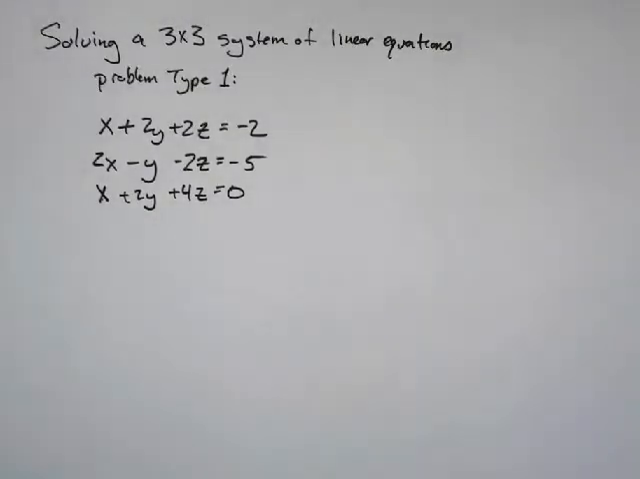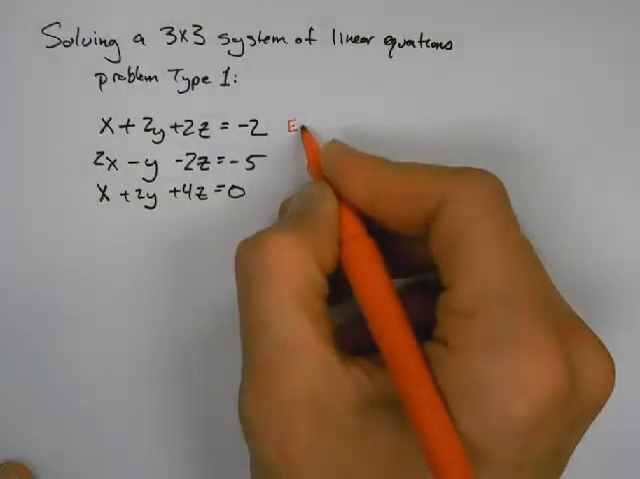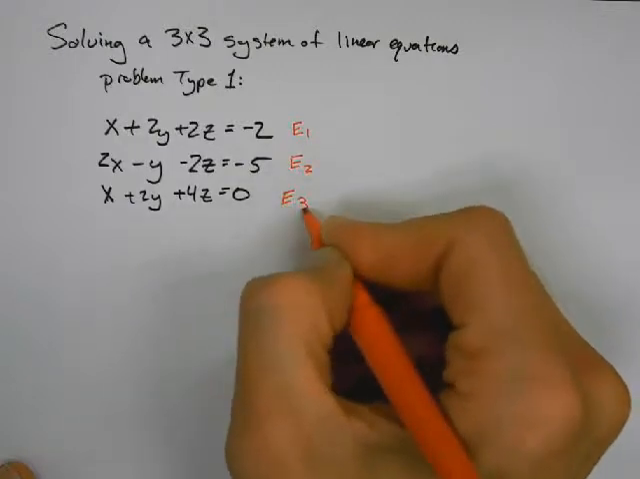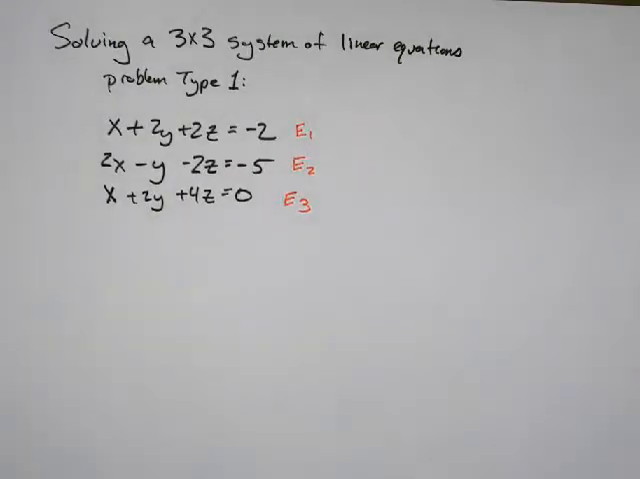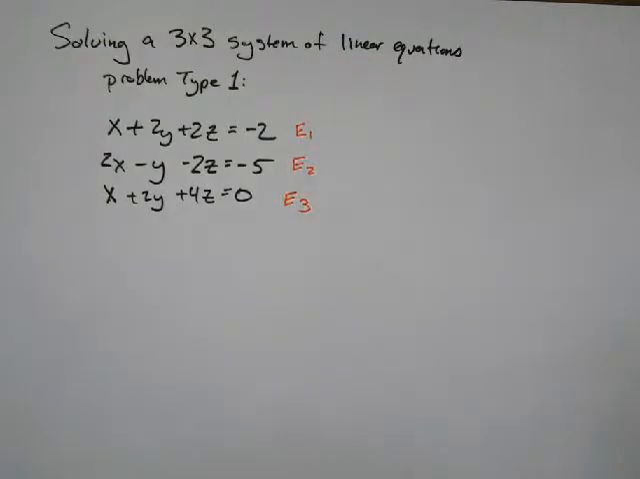The way I like to help myself stay neat and organized is by calling the first equation equation 1, the second equation equation 2, and the third equation equation 3. So I use E1, E2, and E3 for that. I think if you're looking at Alex, it just says 1, 2, 3. I like to use E1, E2, E3.